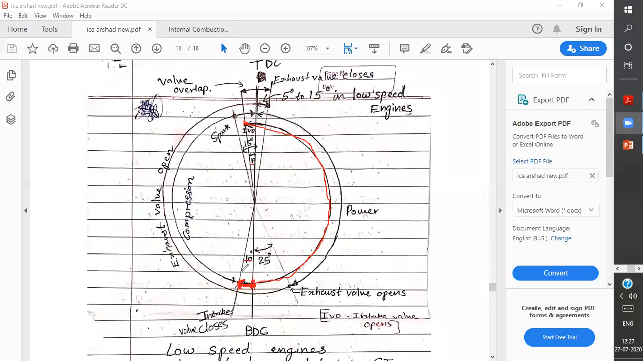Yes, I will show you the animations also. You just concentrate here, try to concentrate a little bit. The intake valve is closing. Just listen to me. The intake valve is closing 10 degrees after the BDC.